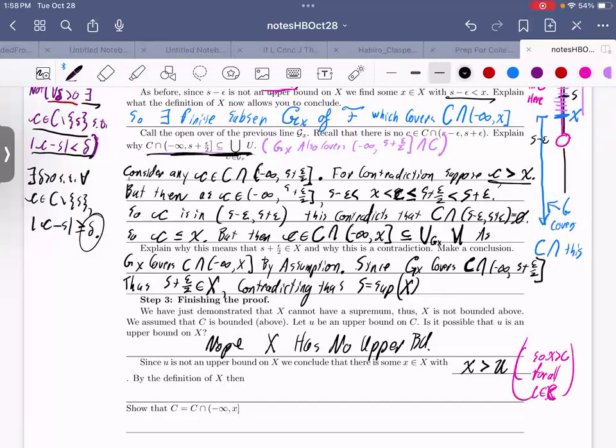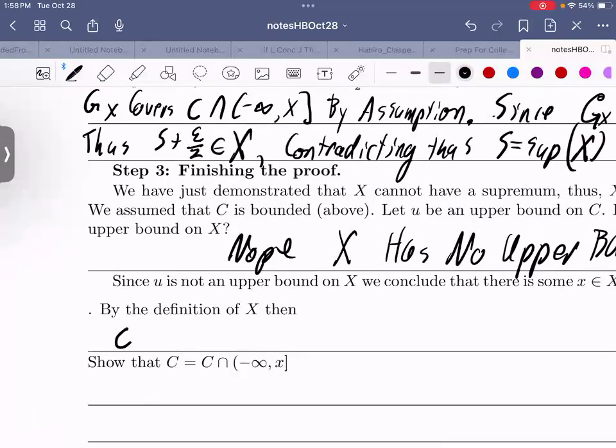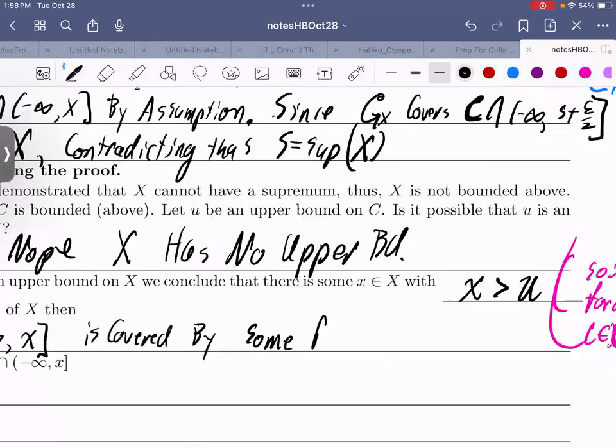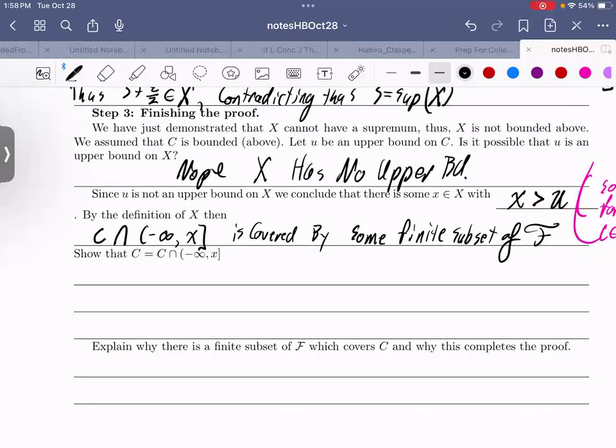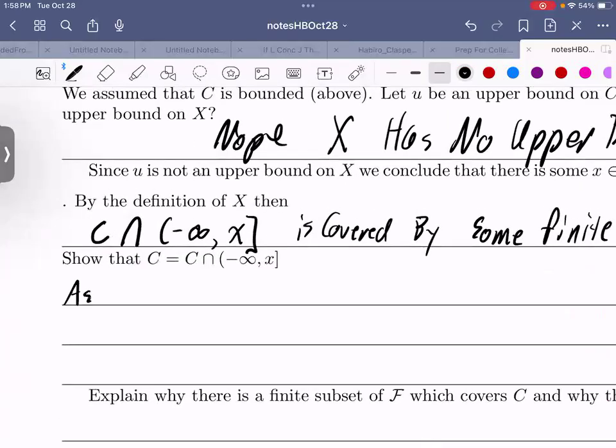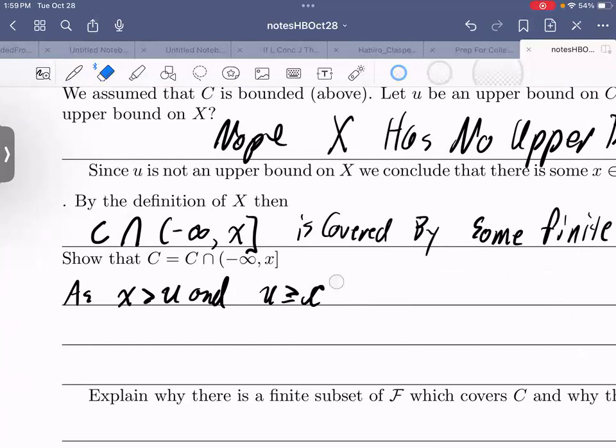By the definition of X, then, C intersect negative infinity to x is covered by some finite subset of mathcal F. Wait, but as x is bigger than U and U is bigger than or equal to c for all c, you know what? It's a set equality proof. Let's compose it as a set equality proof. No need to be lazy.